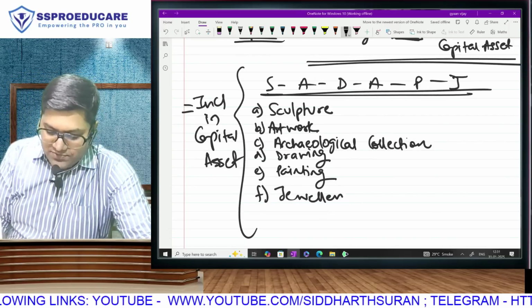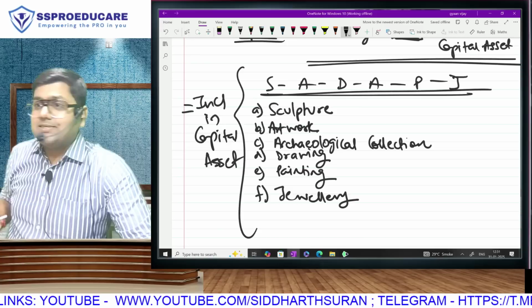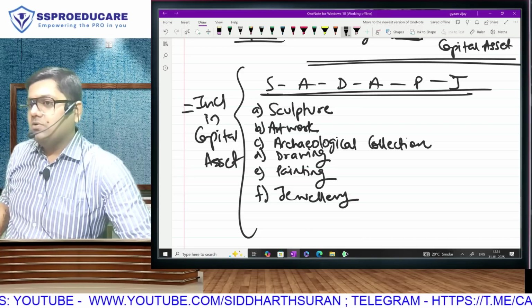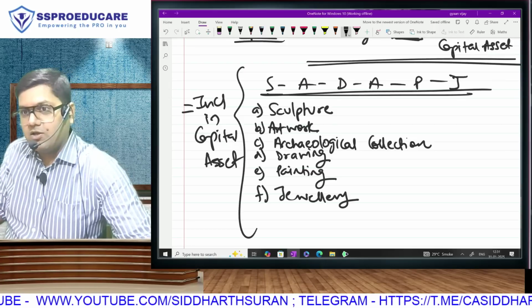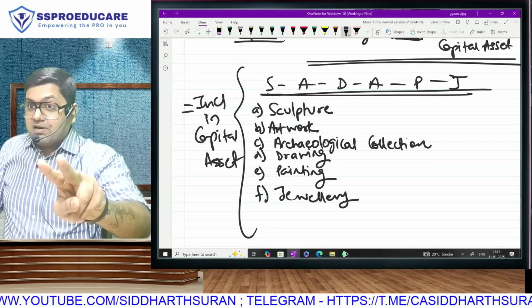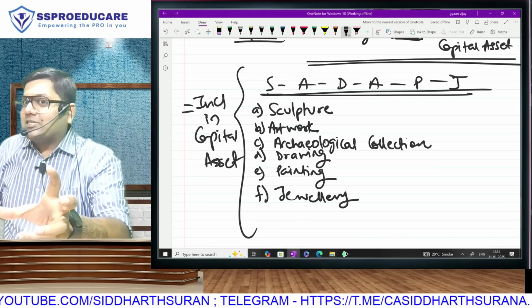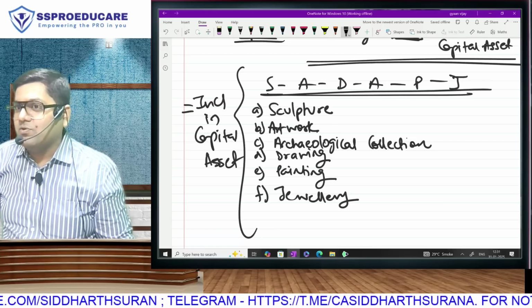And lastly, they have jewelry. So do you understand? First of all, I'll explain the detailing of jewelry, but first understand. Look at these assets. Are they personal? Look, are they personal? You know, sculpture, your artwork, your painting, your jewelry, and are they movable? They are personal and movable. But unlike a normal personal movable like notebook, pen, does this have probability of increasing value?